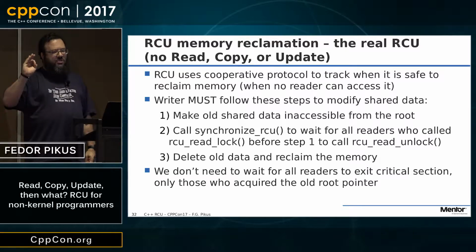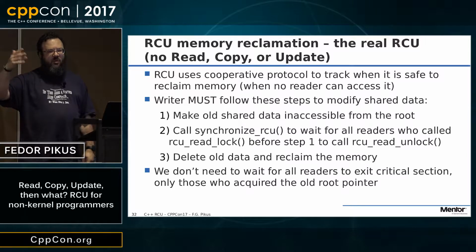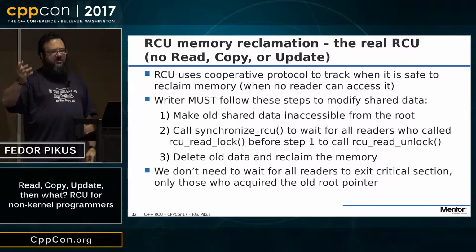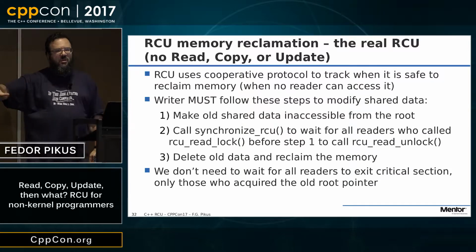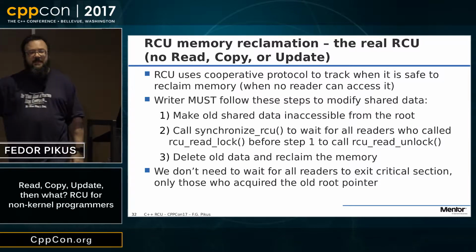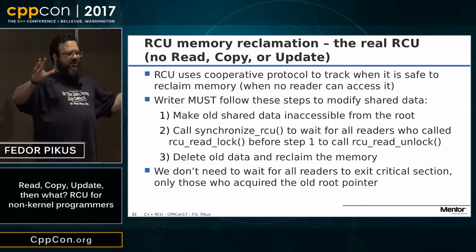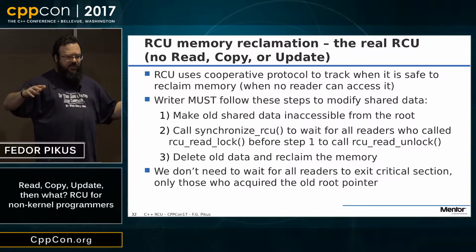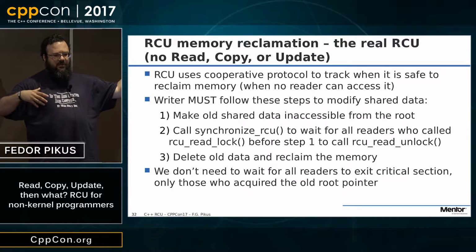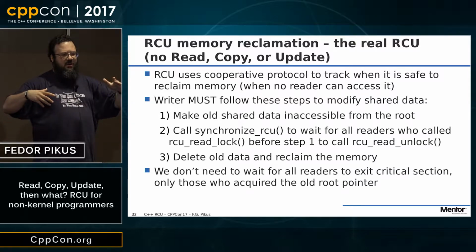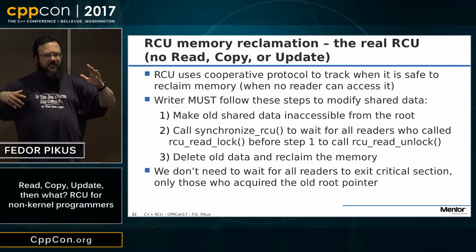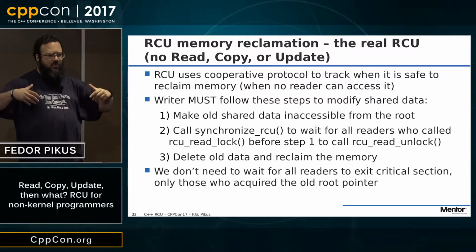It makes the old shared data inaccessible from the root as a part of its read, copy, and update. So when it did the update, it changed the root to point to the new shared data. The old data is no longer accessible from the root. It's not deleted, I just pulled the node out of the list. If you're starting from the head of the list, you cannot find my node. But if you had an iterator that was scanning the list, you could still find the node that I pulled out.